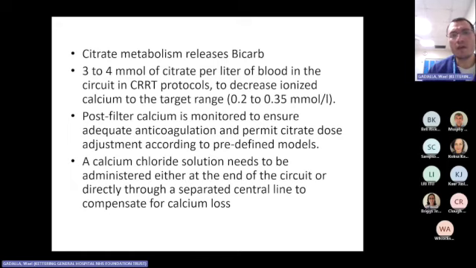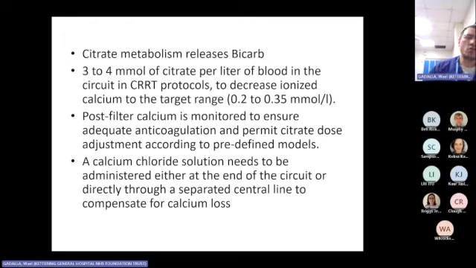And our target is to reach ionized calcium 0.2 to 0.35 millimole per liter. Post-filter calcium also is being monitored to ensure adequate anticoagulation and allow citrate dose adjustment according to the predefined module.